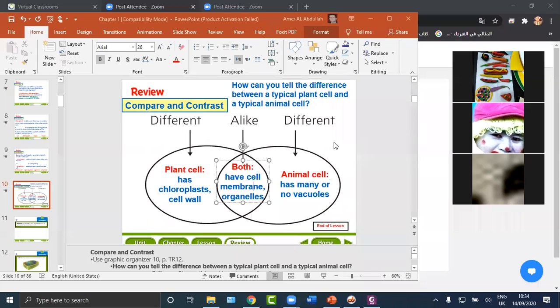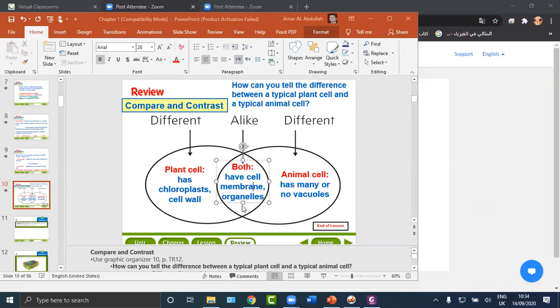Okay, here is a comparison between plant cell and animal cell. Plant cell has chloroplast and cell wall. Animal cell has many or no vacuoles, but both have cell membrane and organelles. Now we will answer the homework.